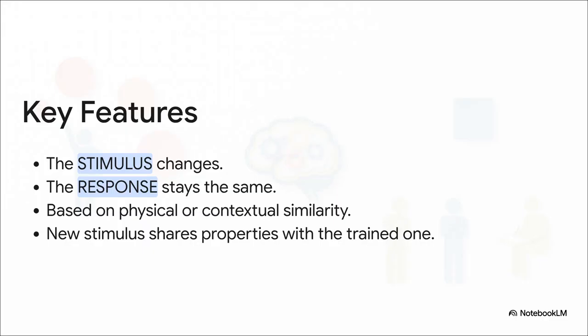So to break it down, with stimulus generalization, the main thing that's changing is the stimulus. That's the trigger in the environment. The behavior itself, or the response, stays exactly the same. And this happens because the new stimulus is similar in some way to the original one.